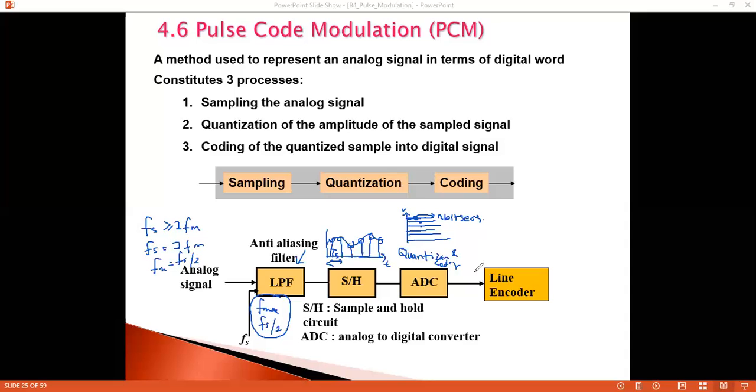And then the line encoder is the last topic in this chapter. This is where we represent our bit series as a physical representation that depends on our medium. So that's it for PCM. Let's look at the next slide.